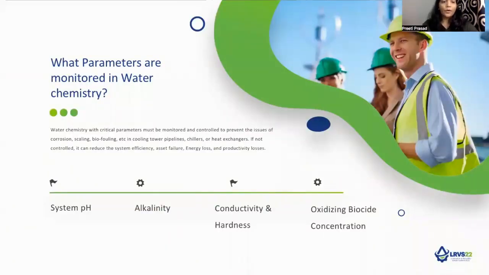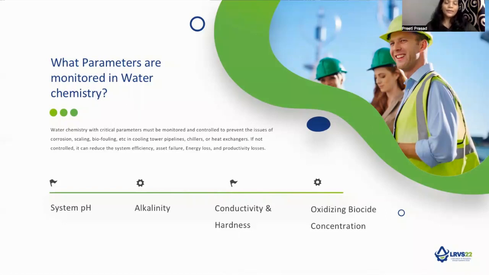So maintaining the water chemistry is also a very vital role, because that is going to be circulated throughout the entire cooling tower. Any equipment like this, the water chemistry with critical parameters must be monitored and controlled to prevent the issues of corrosion, scaling, and biofouling in the cooling water facilities, pipeline, chillers, and heat exchanger. And if these parameters are not controlled, this is going to give you a breakdown or equipment failures.